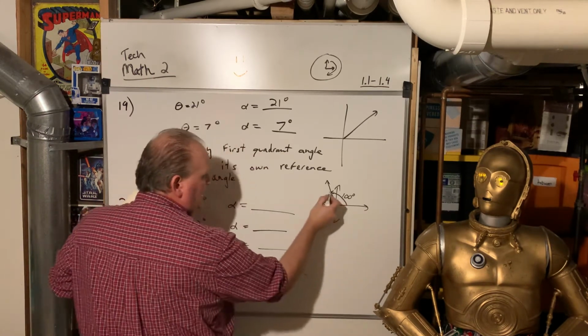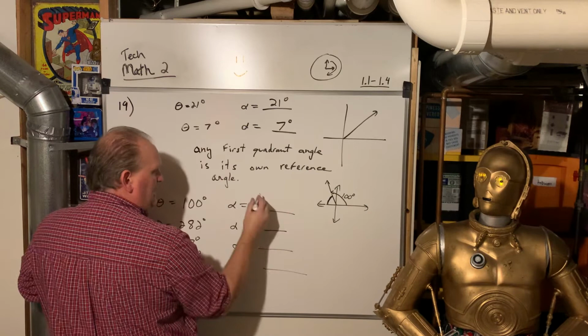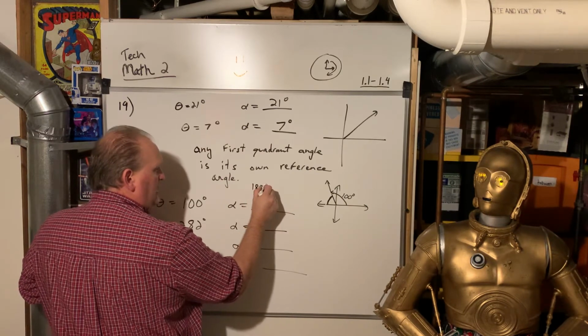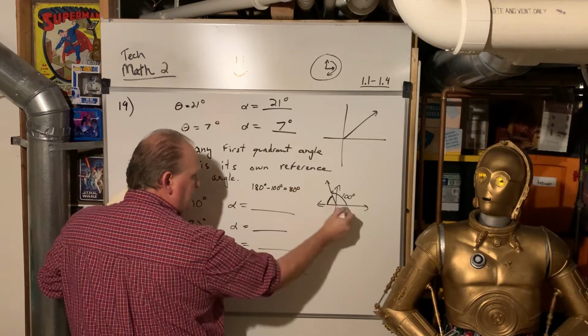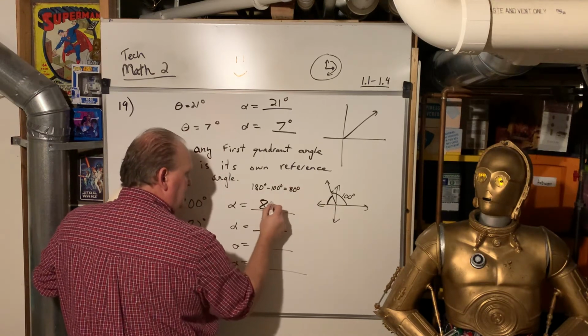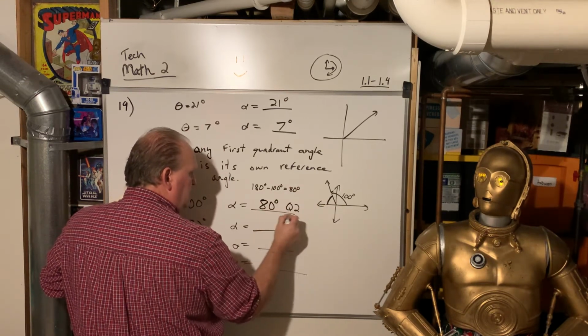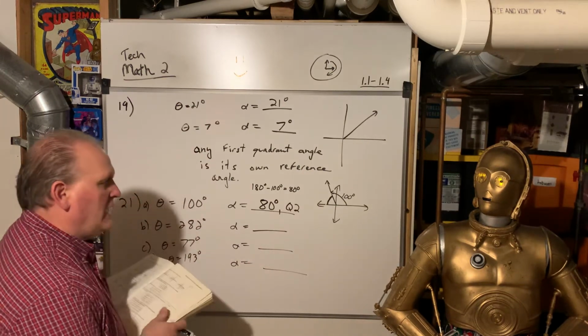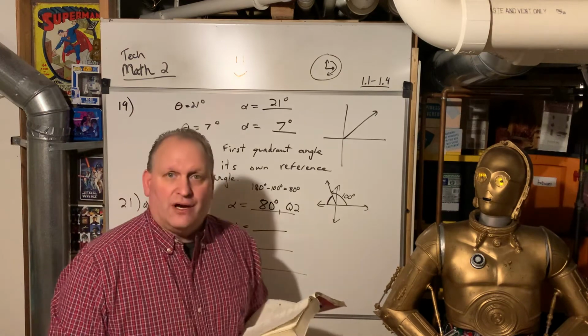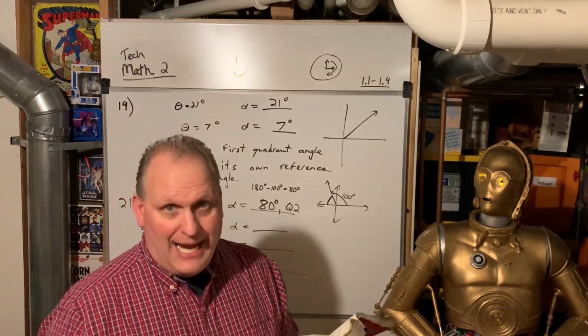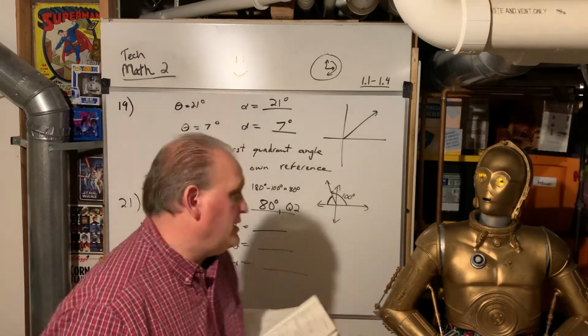So if this is 100 degrees and this whole thing is 180, we would just go 180 degrees minus 100 degrees. That would be 80 degrees. So it's 80 degrees in Q2. So it's in the second quadrant. That is called its reference angle. So if I said, what's the reference angle for 100 degrees? You would tell me 80 degrees. And it's in the second quadrant. All right?